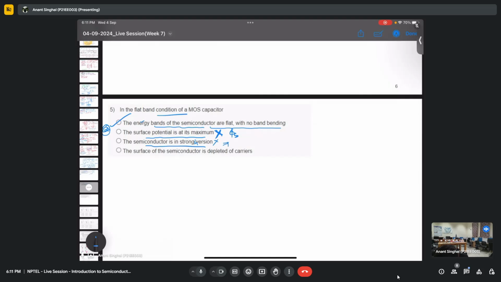But at strong inversion, we have the band bending. And at strong inversion, phi s is almost equal to 2 phi or greater than or equal to. The surface of the semiconductor is depleted. So this is what it means by depletion. At depletion, we do have a band bending. So all the other options are wrong. So option A will be the correct answer.